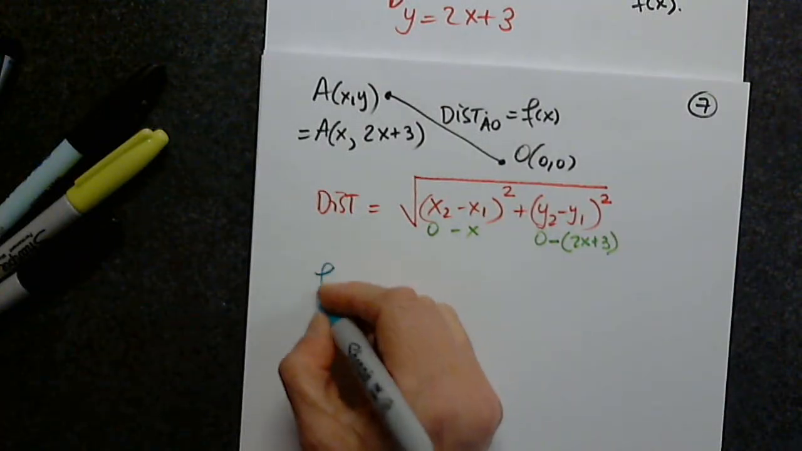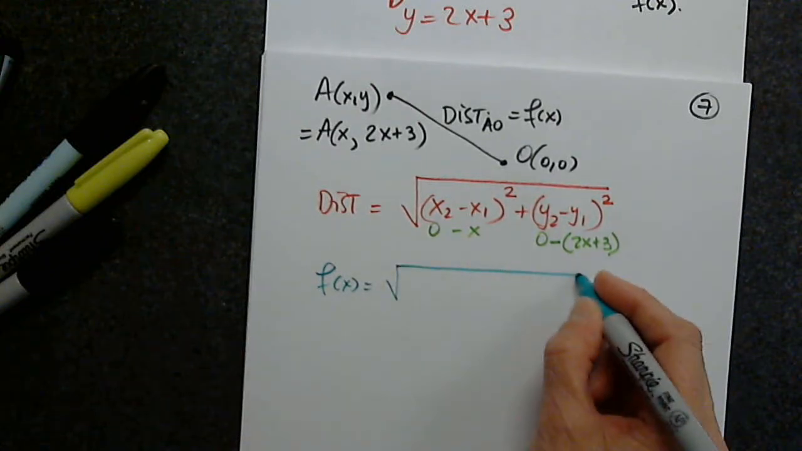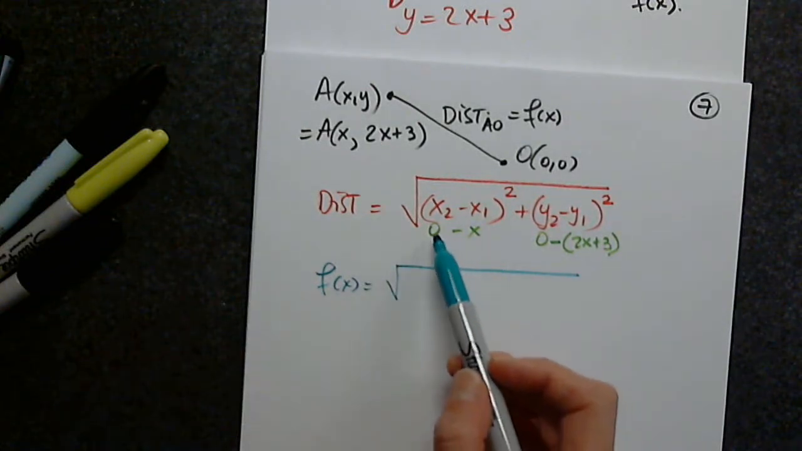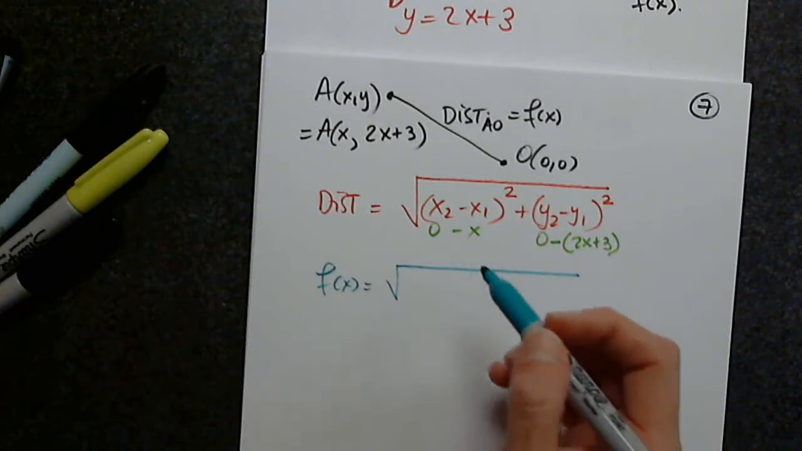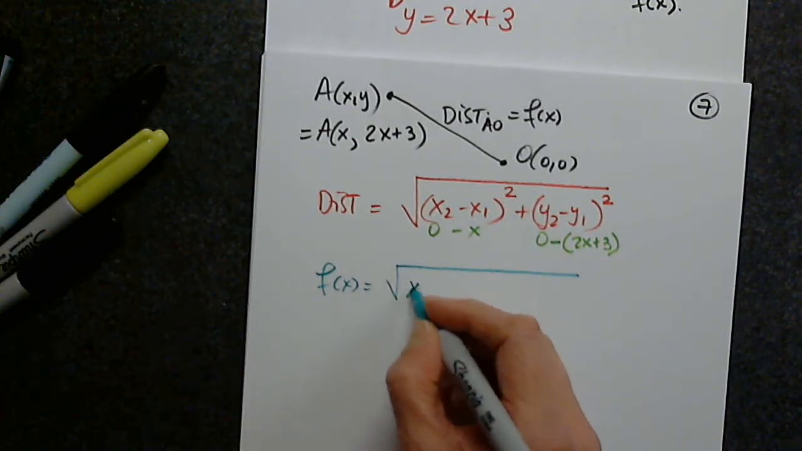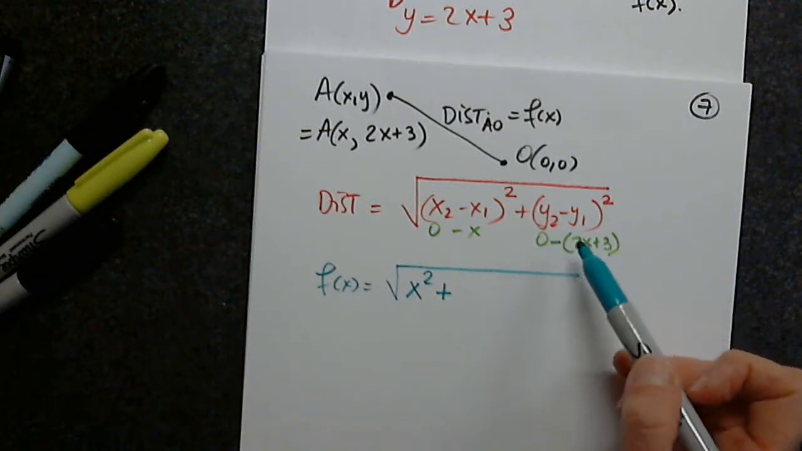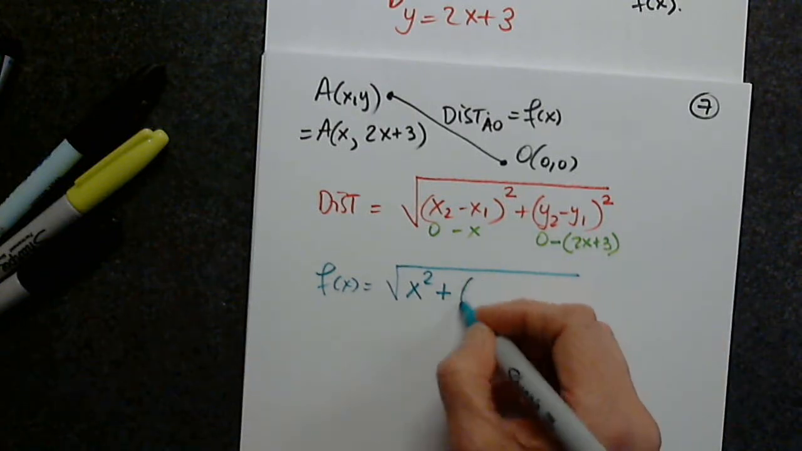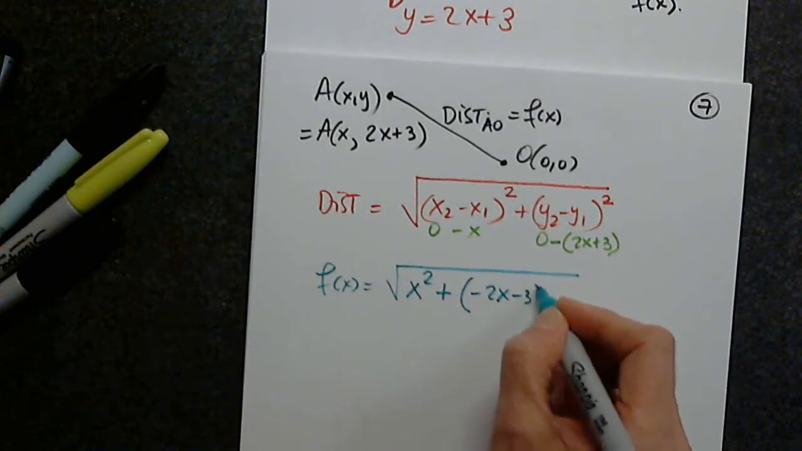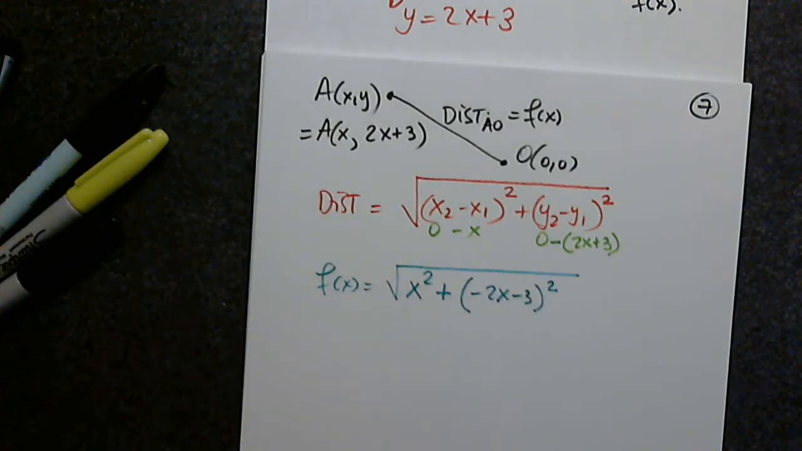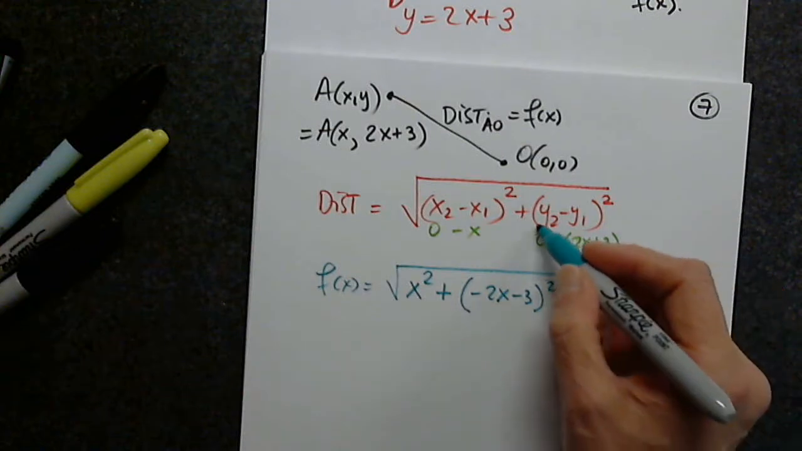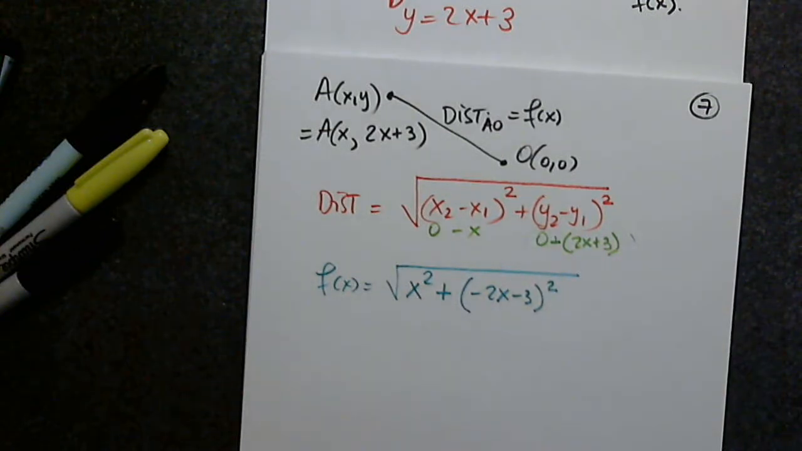So this will be our function f of x, which is the square root of, let's do this together, 0 minus x squared, plus 0 minus 2x plus 3, which means negative 2x minus 3, squared. I can drop the negative because both of them are negative and I have to square anyway. Right? So when I square this, I can change that into positive.